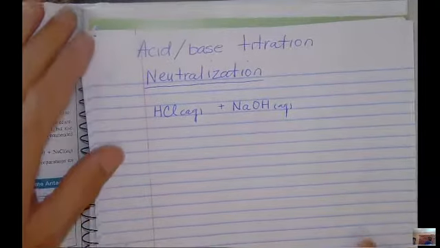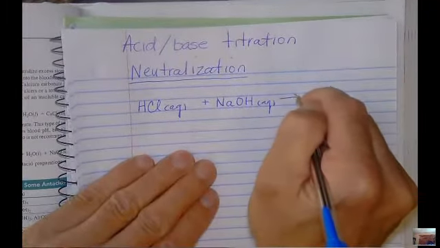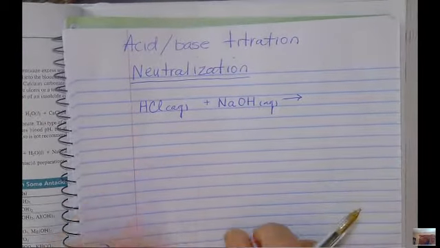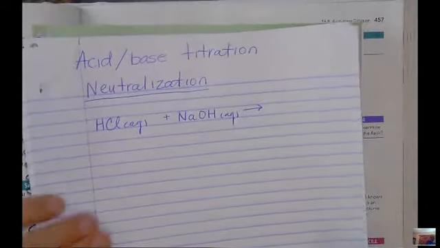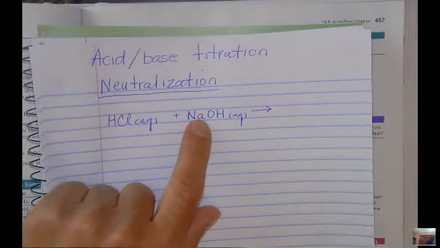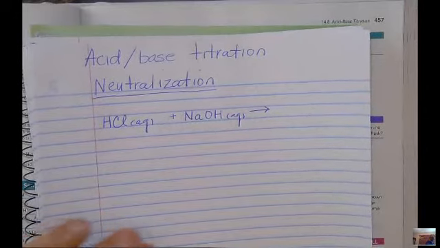And when these two things react, neutralization reactions always, first of all, go all the way to the right, so it's not an equilibrium. It's a one-way arrow, right? This reaction really wants to occur. So every bit of this is going to run out, and whichever one is the limiting reagent will be the one that's used up.